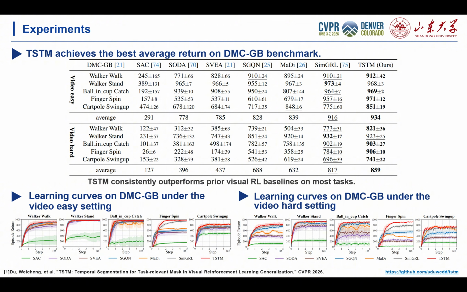On the DMCGB benchmark, TSTM achieves the best average return among all compared methods. Under the video easy setting, TSTM reaches an average return of 935. Under the video hard setting, TSTM reaches an average return of 859. As shown in the table, TSTM consistently outperforms strong visual RL baselines on most tasks.